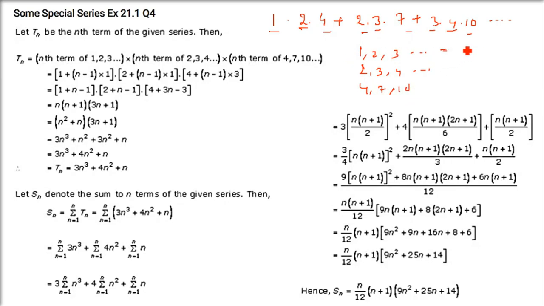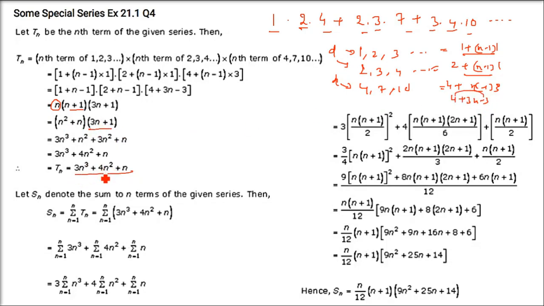What is the Tn here? So, of course, n will be there. A plus n minus 1 into d also you can use. Here A is 2, n minus 1 into d, 3 minus 2, 1. A is 4, n minus 1 into d. So the common difference of the first two is 1, and for the third one the common difference is 3. First is going to be n. Second is going to be n plus 1. Third will be 3n plus 1. So, 4 plus 3n minus 3 is going to be 3n plus 1.